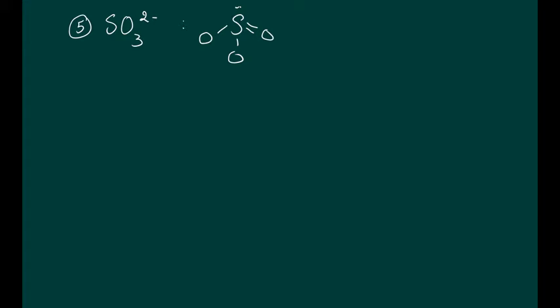Here is the structure of sulfite ion. There is a lone pair of electrons because sulfur is in group 6 and has 6 electrons in the outer shell. So 1, 2, 3, 4, 5, 6. You can see that there are 3 apparent resonance forms for sulfite because you can put the double bond either on the left hand side or downward.